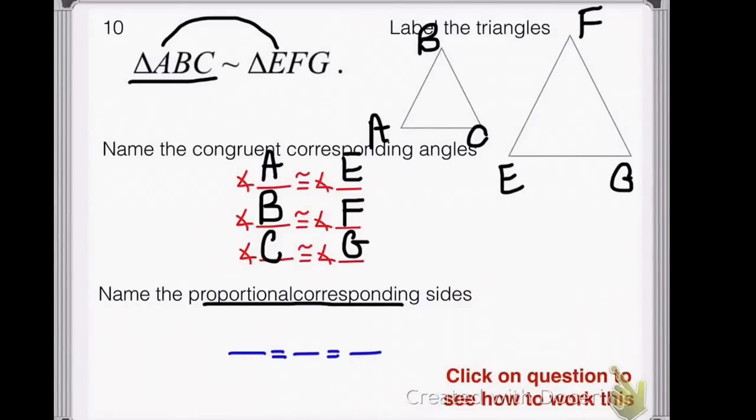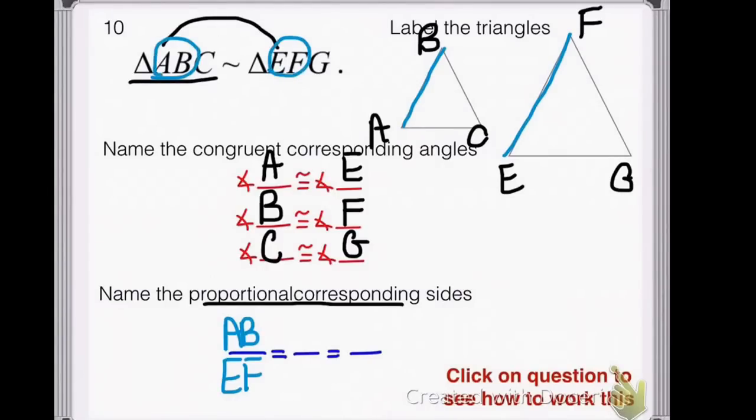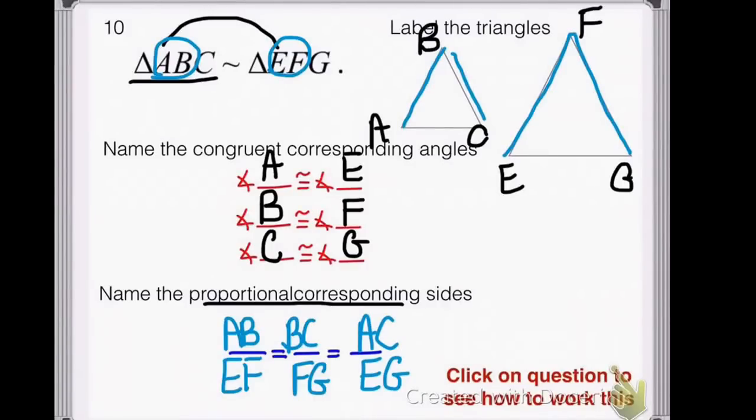So next, I want to name my proportional sides. Now, I know they're proportional. They're not congruent because one shape's larger than the other one. So if I look at my first side, AB, AB is corresponding to EF. I can see that in the picture, and I also can see it in my statement. Next, I could say BC is corresponding to FG. And my last side is AC is corresponding to EG. So I name my corresponding congruent angles and my corresponding proportional sides.